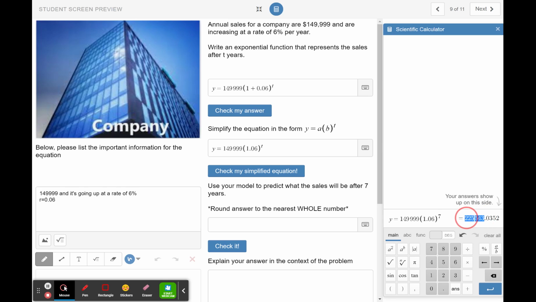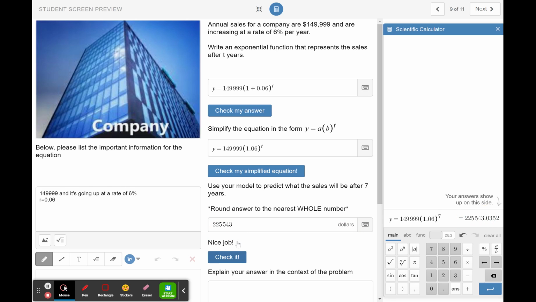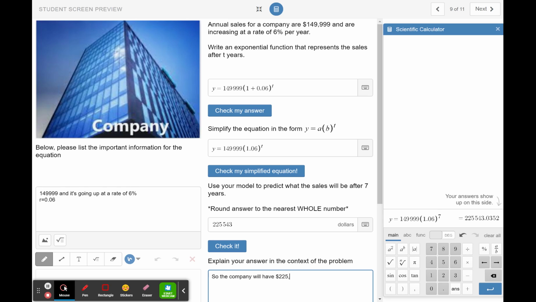So after 7 years, we're going to have a lot of money, and that's going to be $225,543. So you can say the company will have $225,543 after 7 years.